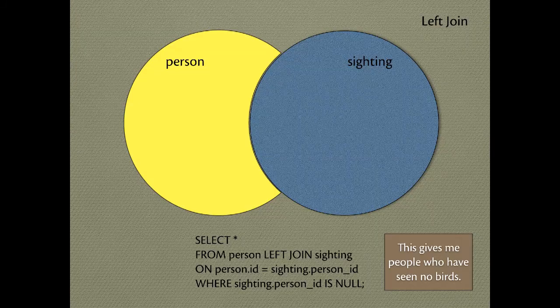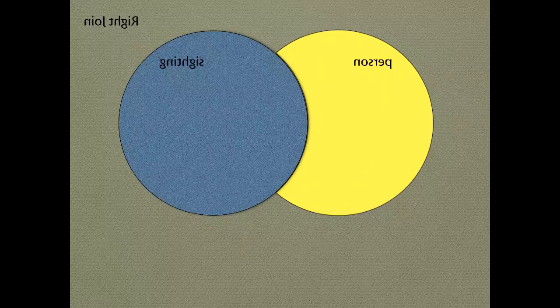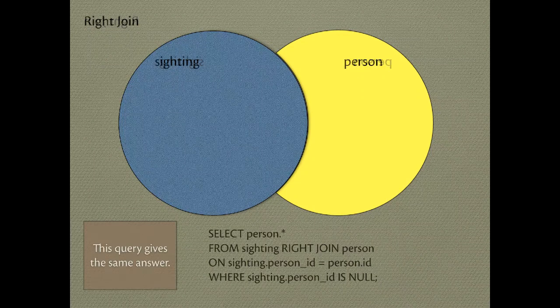All right, so here's what we're going to do. Just hang with me for a minute. It'll be okay. So here's what we just did. Select, this is the Bird Club one. Select star from person left join sighting, etc. And that gives me the list of people who have seen no birds. Now, if I wanted to do this as a right join, it just makes sense, doesn't it, that I would flip these around like this. So can I do it? And the answer is, of course I can do it.